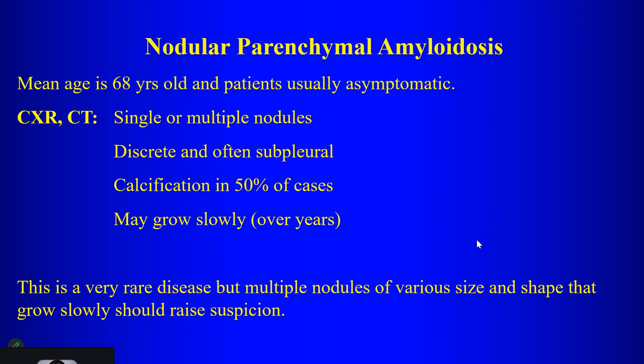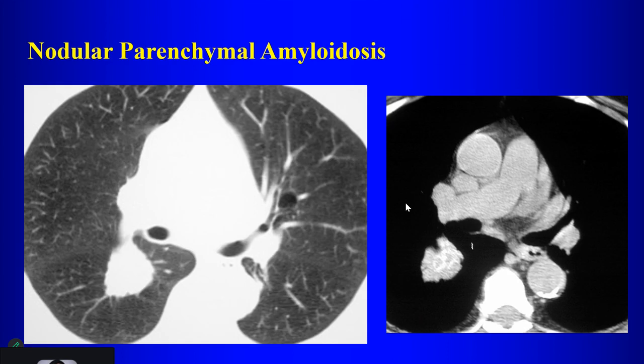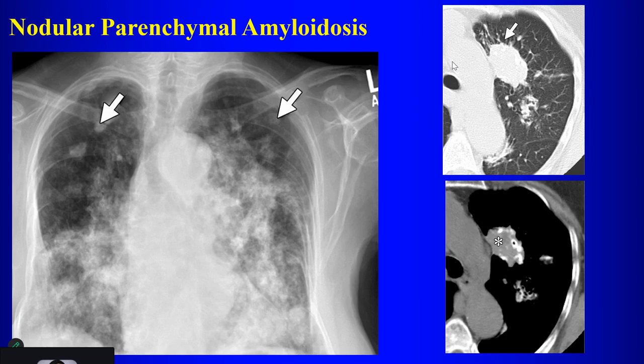Another manifestation of amyloid in the lung is as nodules. So it can give you multiple nodules in the lung. These can grow slowly. So you might have a patient who has these nodules that are growing slowly over years. It's also common for them to calcify, okay? So these nodules with calcification, we can see that with nodular parenchymal amyloidosis. So if you have multiple nodules, it looks like they're growing very slowly, can be a manifestation of amyloidosis, nodular parenchymal, and it's not uncommon for them to develop calcification.